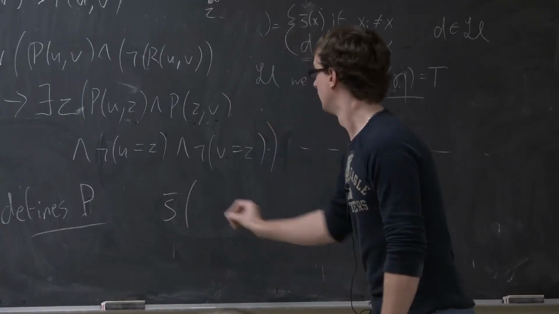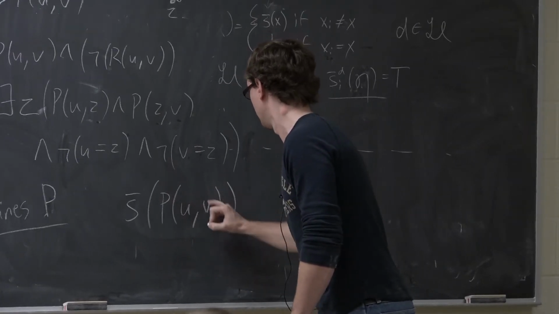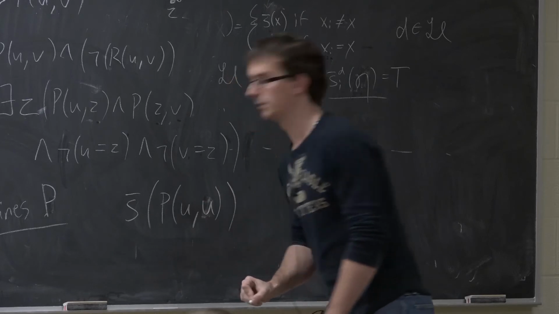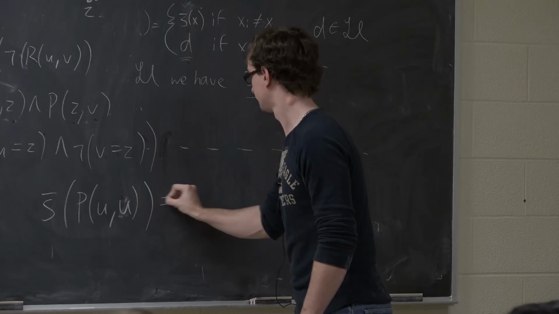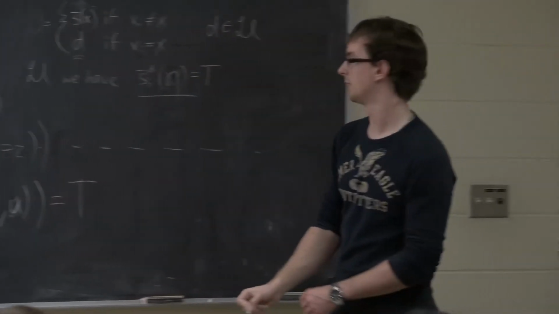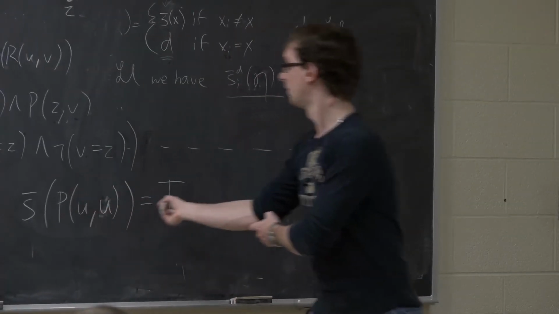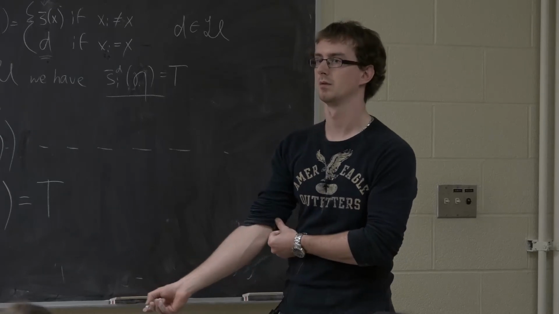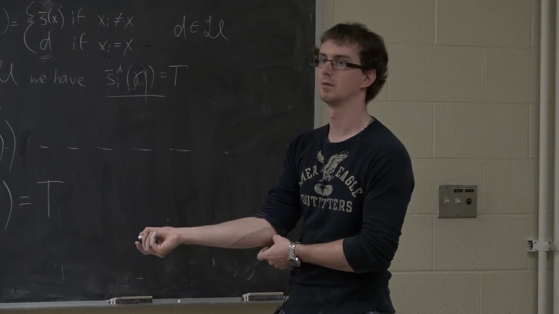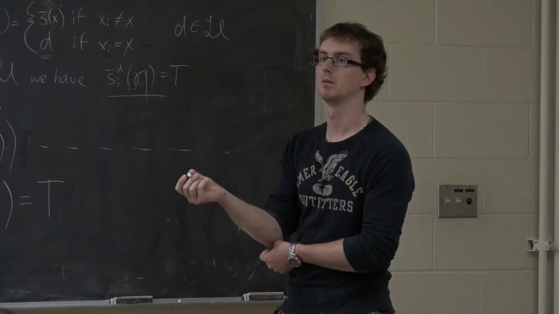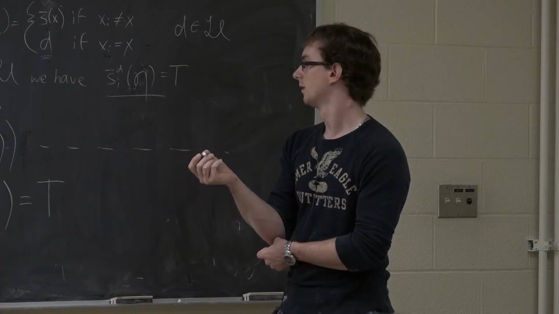So just as one last example, what would S bar of P(U,U) be equal to? Or rather, when is this statement going to be true? What conditions on S have to hold for S bar of P(U,U) to be true? Yep. Do you want me to express it like that? Because I can just say that there has to be another node such that there's a path from U to that node and from that node to U.